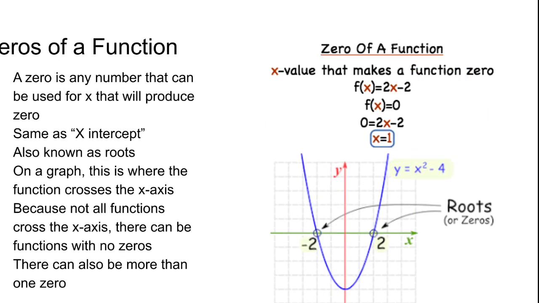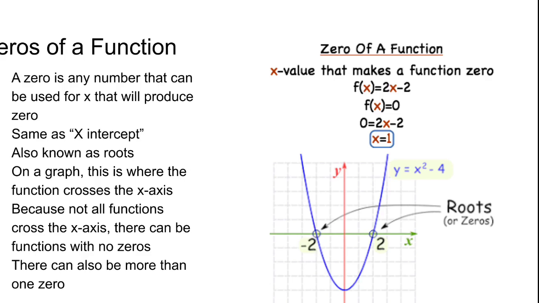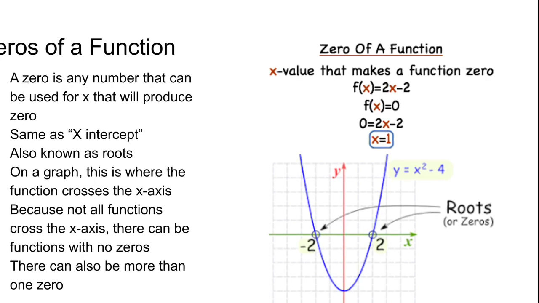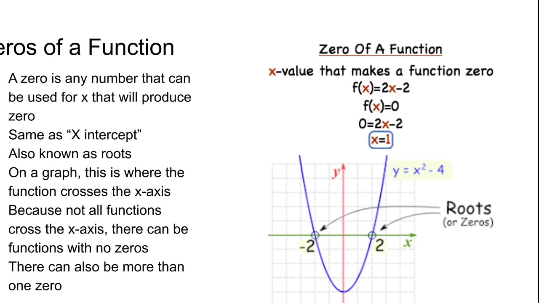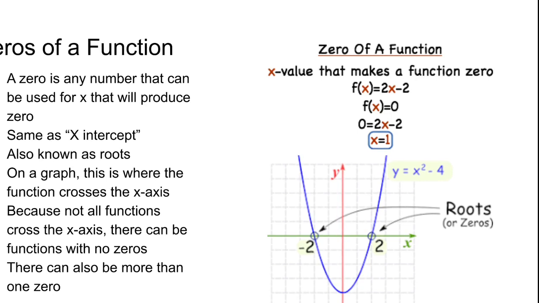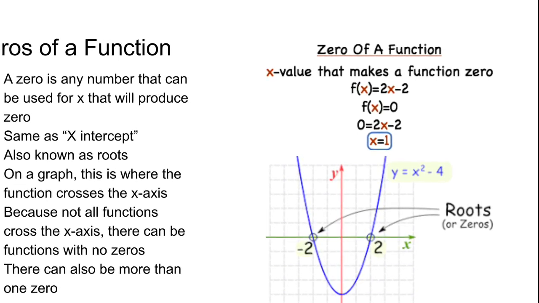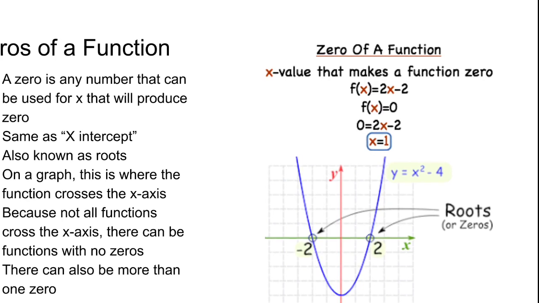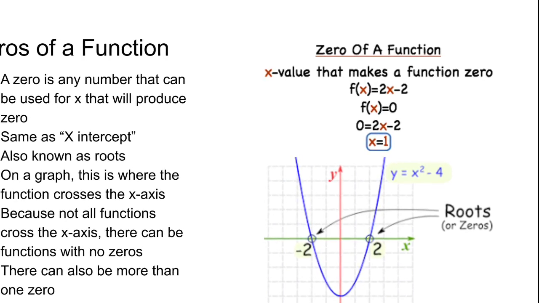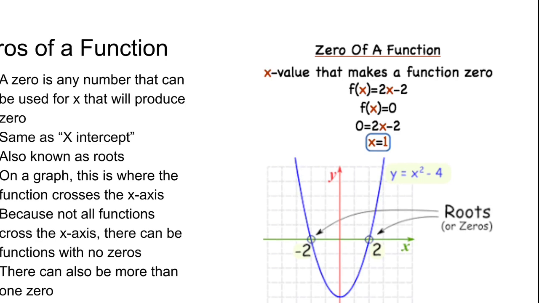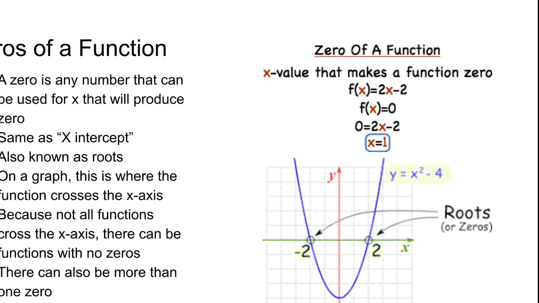Zeros of a function. A zero is any number that can be used for x that will produce 0. A zero is the same as an x-intercept. It's also known as a root. On a graph, zeros are where the function crosses the x-axis. Because not all functions cross the x-axis, there can be functions with no zeros, and there can also be functions with more than one zero.